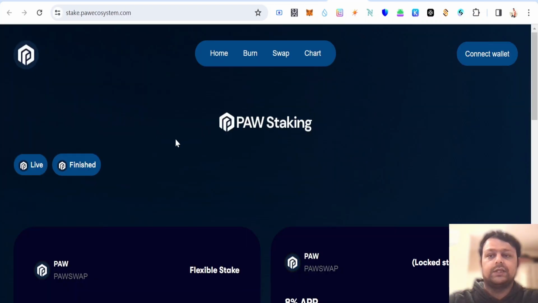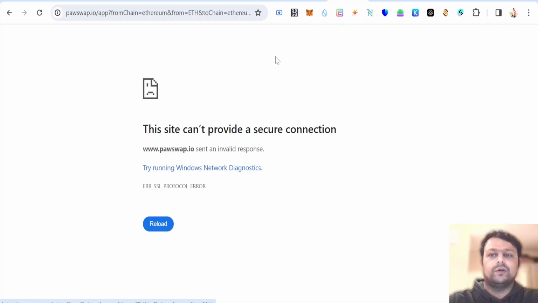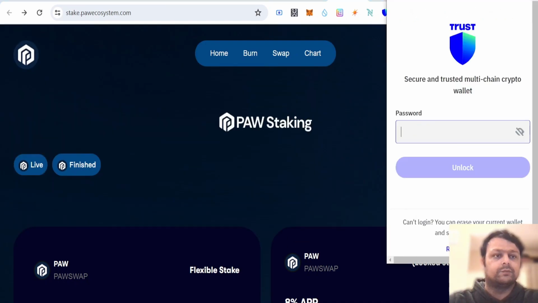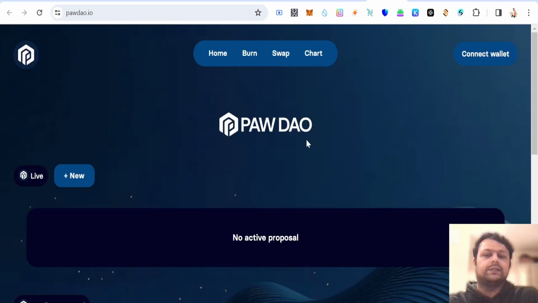And they also have this staking ecosystem over here with a burning mechanism, and they also have something called swap. So if I click on swap, I don't think it will work. Yeah, so that's the problem, because they are working on getting the links up and developing the ecosystem slowly. And they also have something called PawDAO, where there would be active proposals in the future where you can go ahead and vote.